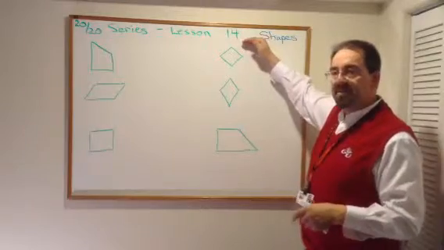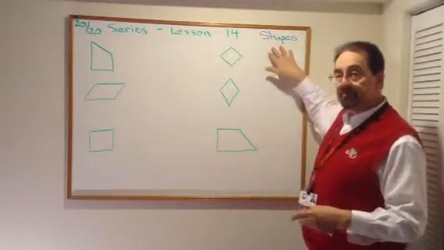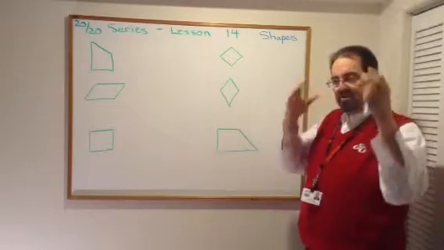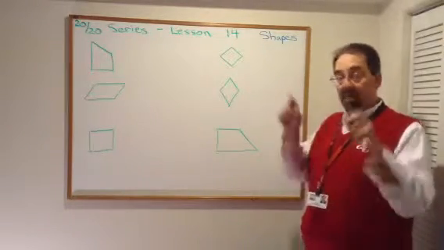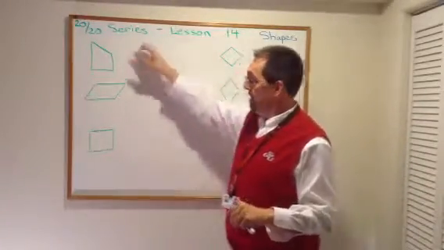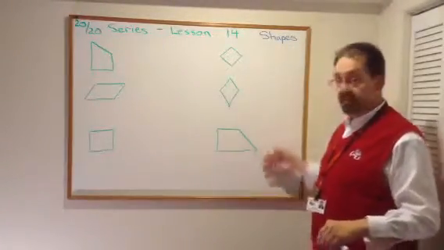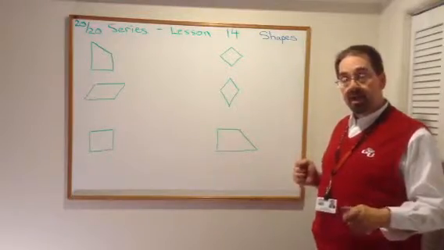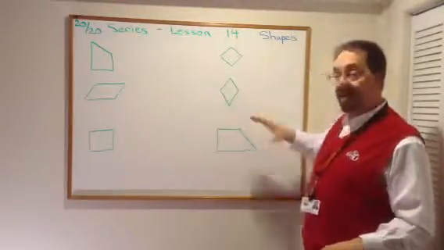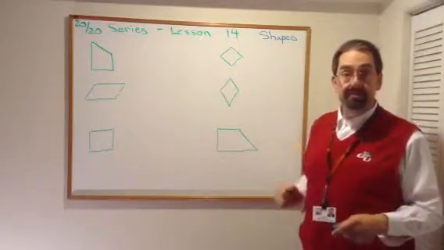This is lesson 14, shapes. Getting back into those quadrilaterals. First thing we want to do is refresh our memory on the symbols so that we know what each of the symbols mean. Make sure we can name the 6 basic shapes. And then we want to be able to identify what makes each one of those shapes what it is.